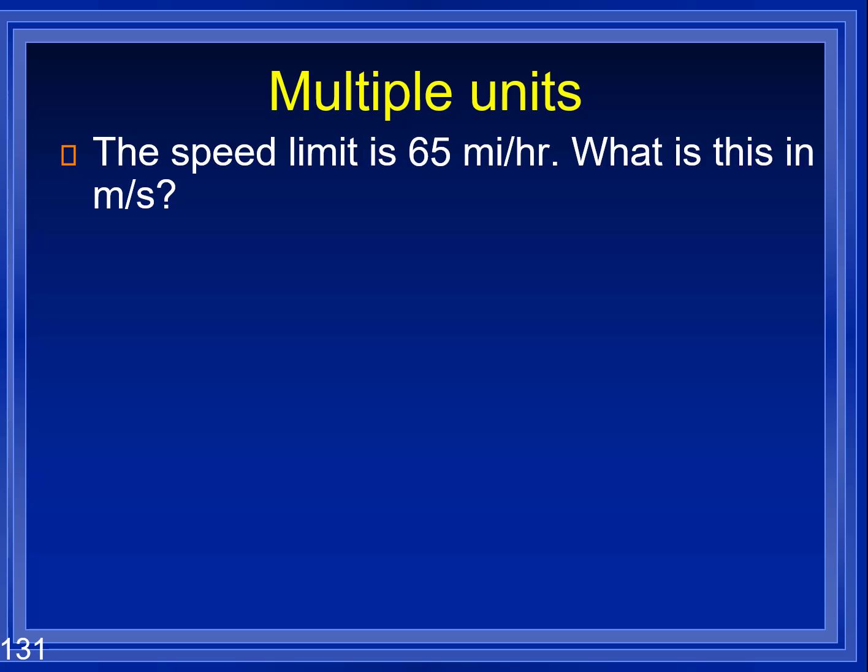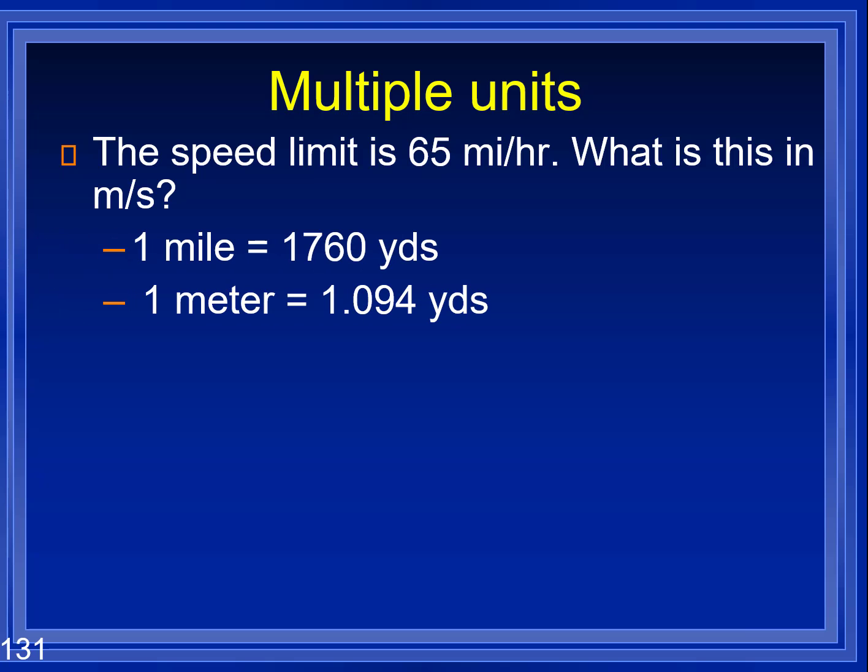The speed limit is 65 miles an hour. What is that in meters per second? And I've got those same 2 factoids that we've had for the last couple ones. You see why I call it multiple units, miles per hour and meters per second. I want to turn miles per hour into meters per second. I cannot turn miles per hour into meters per second.